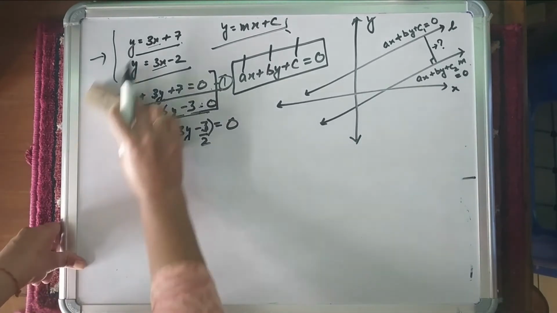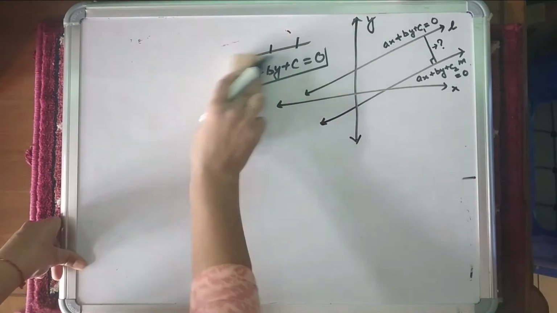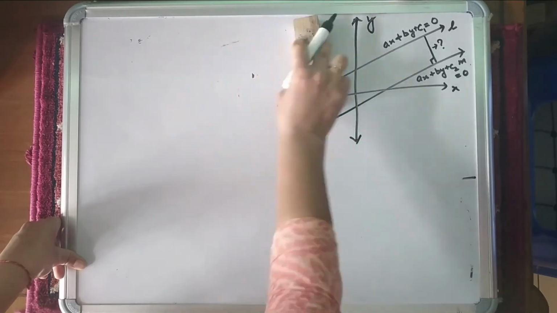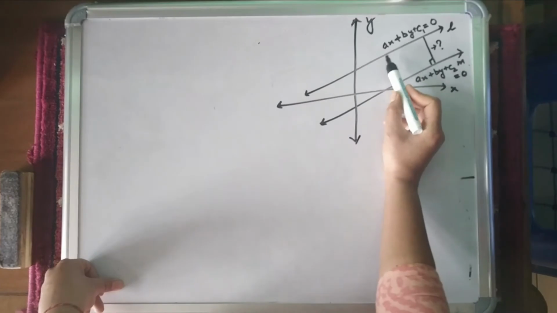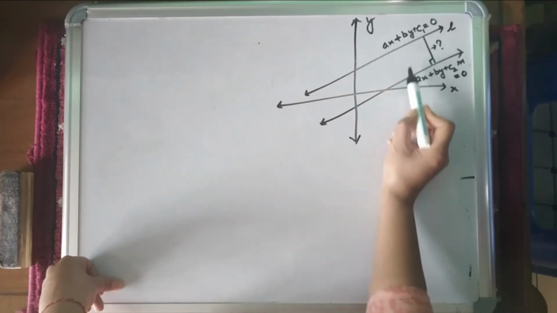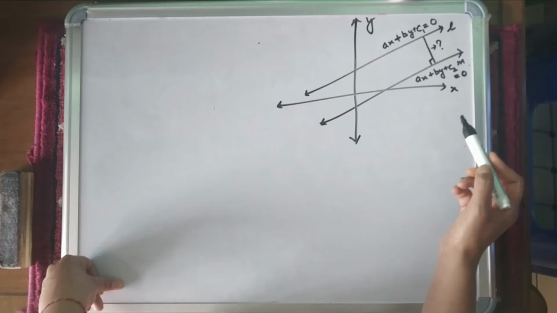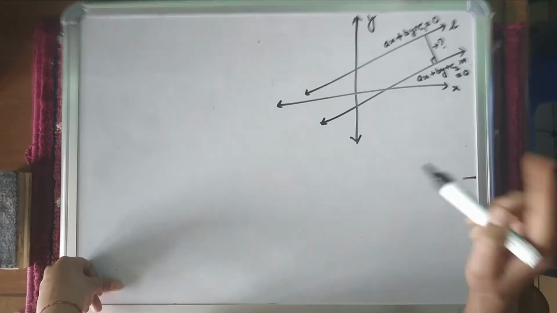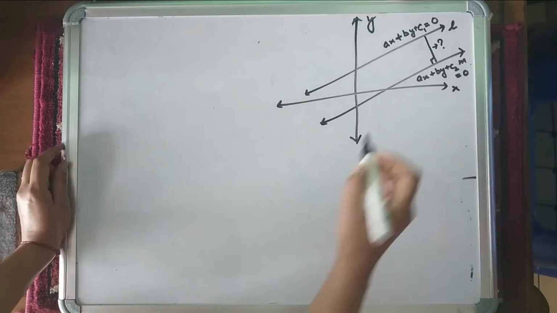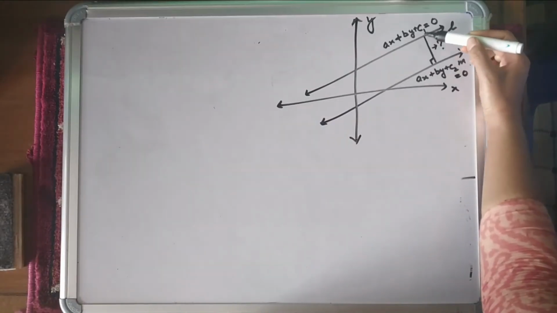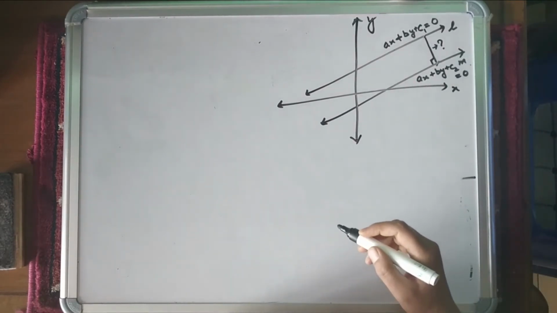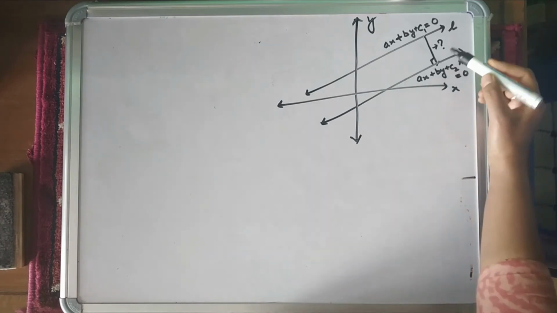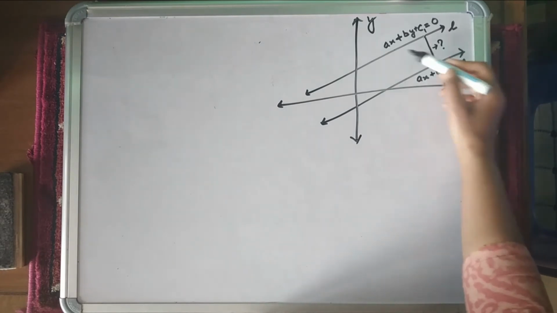Now let's focus on the question: how to find the perpendicular distance between the two parallel lines. If their A's and B's values are not the same, they are to be made the same before applying the formula. Now we have to find this distance. We can apply the distance formula, but we have neither the coordinates of this point nor of this one. The perpendicular distance is the same everywhere.